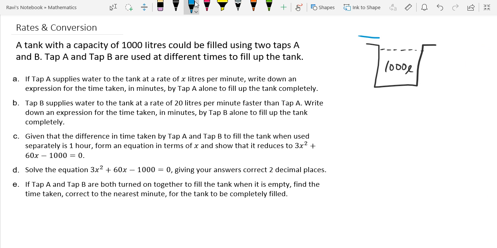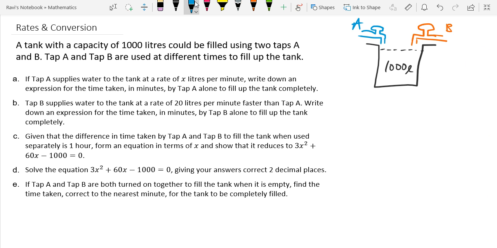So let me just draw a simple tap here. Okay, so this is tap A and a different color here for tap B. Okay, so both these taps are used to fill up the tank at different times. Okay, so this question has a few parts, so let's do it step by step.